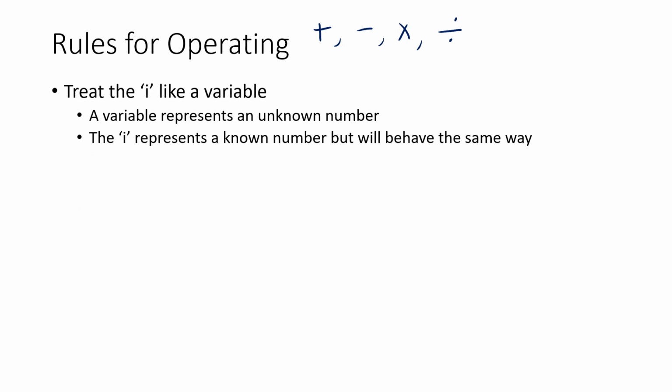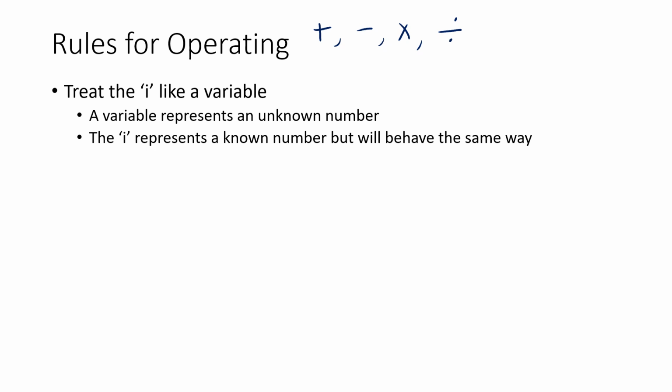Operations, just so we're clear on what we mean by that, are adding, subtracting, multiplying, and dividing. So how do you add, subtract, multiply, and divide with these complex numbers? Mostly we have really good news. Treat the i like a variable.